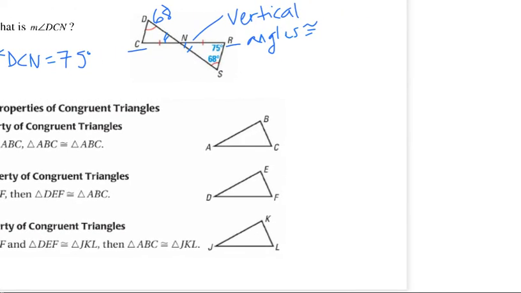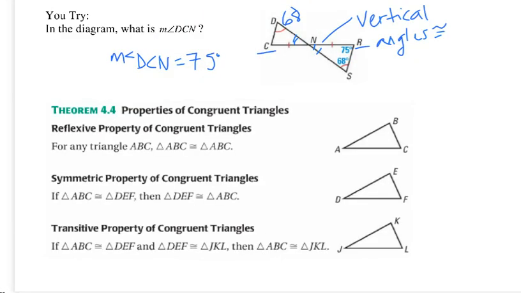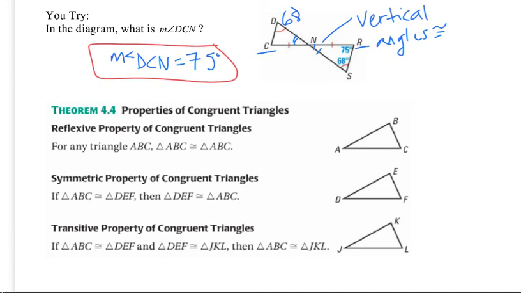Down here, the three properties at the very bottom are going through that if we have triangle ABC, if we label it as triangle ABC, we can say that it's congruent to itself, so that's the reflexive property. The symmetric property is that we can switch around, so if we are given that triangle ABC is congruent to triangle DEF, then we can switch the order of it and it's still congruent to each other.